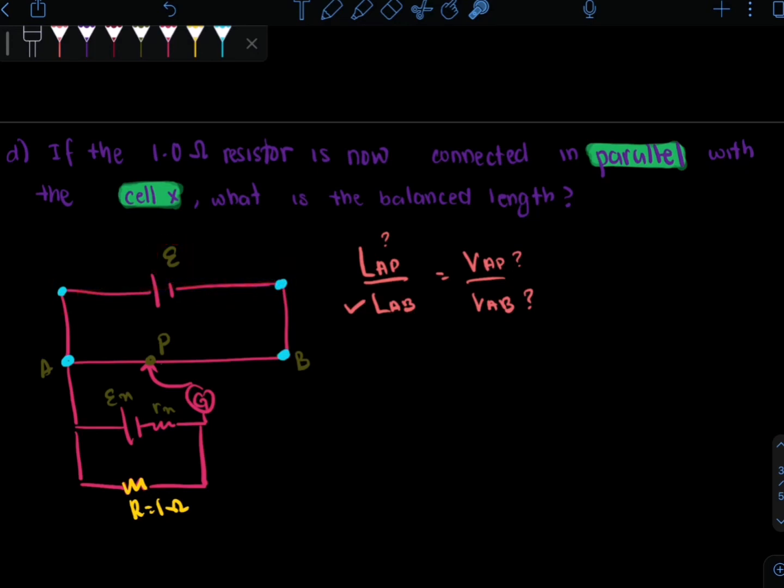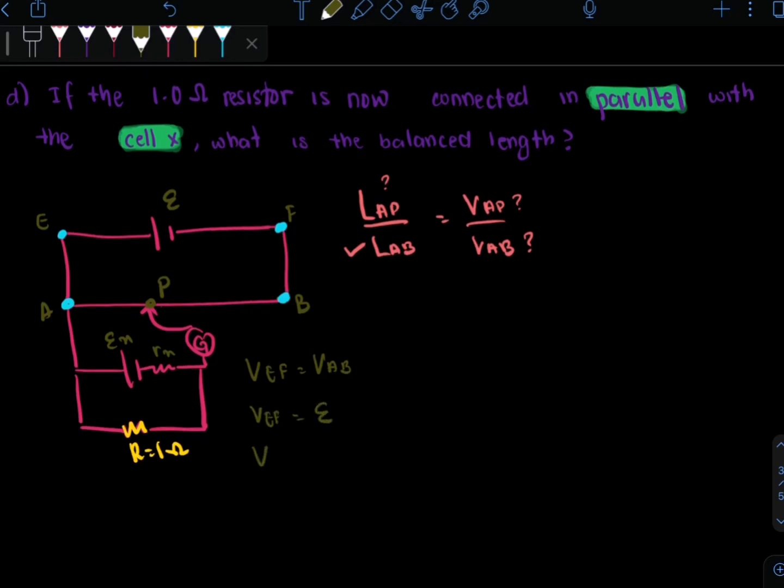circuit ini. Okay, so apa yang akan jadi dekat sini? Let's say this is my EF, my VEF sama dengan VAB, and my VEF is also equals to EMF. So my VAB is actually EMF, iaitu 2 volt tadi. Okay, so sekarang kita tengok pada bahagian seterusnya, iaitu VAP pula. VAP akan sama dengan potential across sini, because we know that the current reads a 0 here.